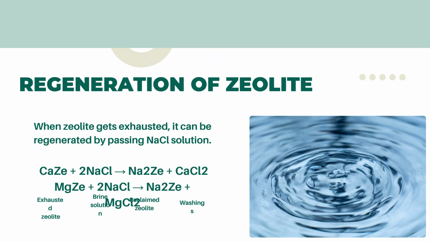This is the regeneration of zeolite. When all sodium ions from the zeolite bed get exhausted, it can be regenerated by passing the sodium chloride solution. At this stage, the supply of hard water is stopped and the exhausted zeolite is reclaimed by treating the bed with concentrated sodium chloride solution. Now, the reverse of the exchanging reactions takes place. That means the calcium of calcium zeolite and magnesium of magnesium zeolite are replaced by sodium of sodium chloride solution. The calcium chloride and magnesium chloride are formed as byproducts, which are removed by the outlet. After this step, the zeolite bed is regenerated and ready for further treatment process.